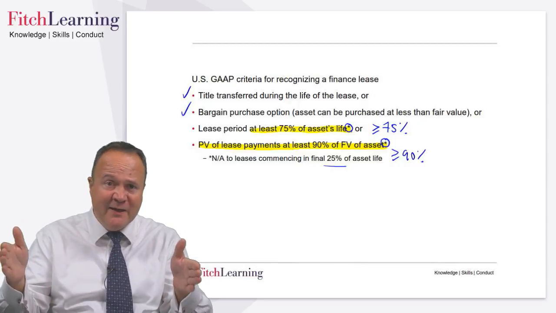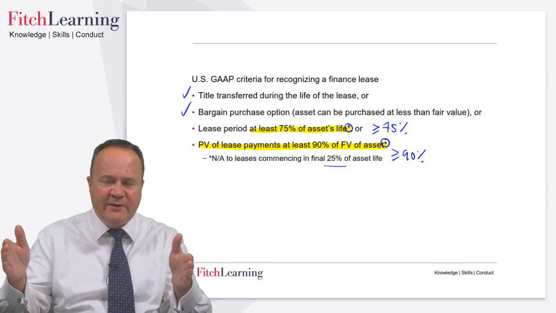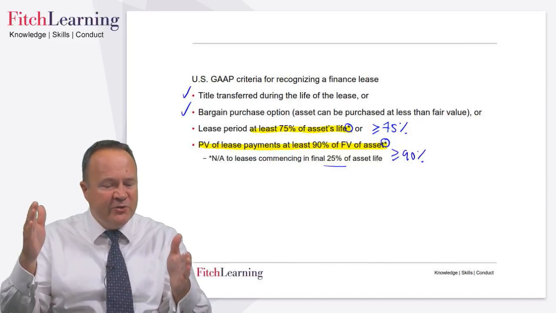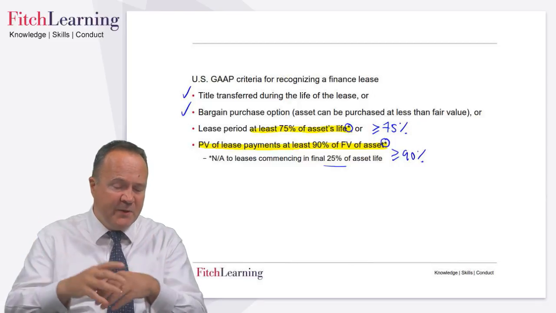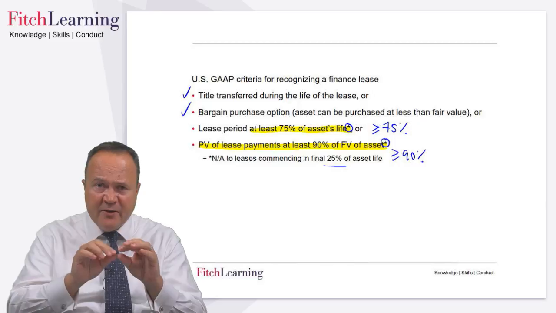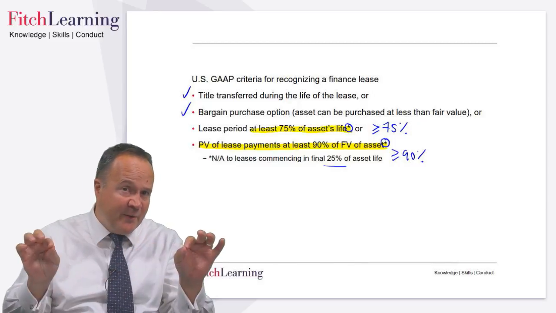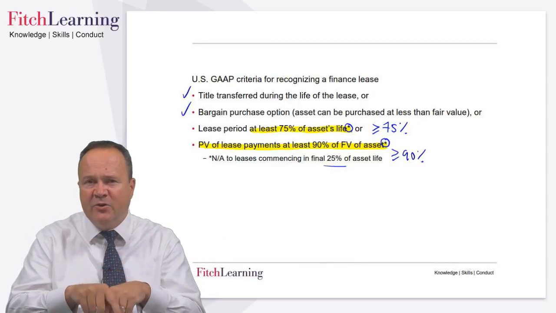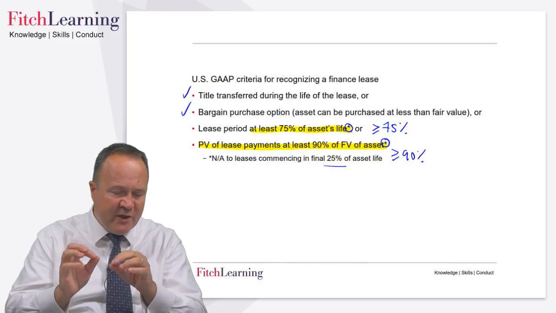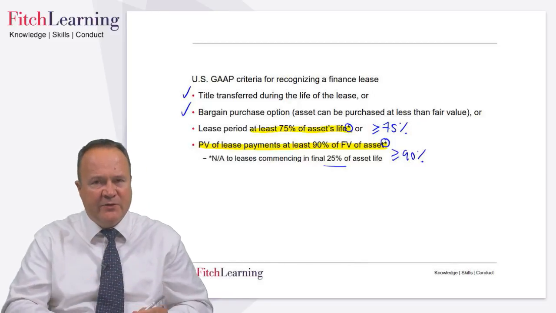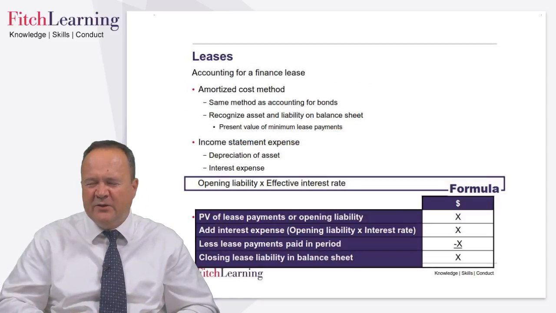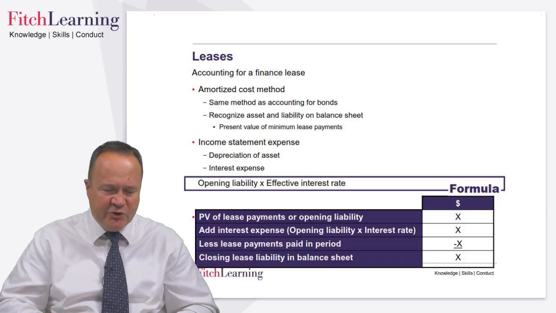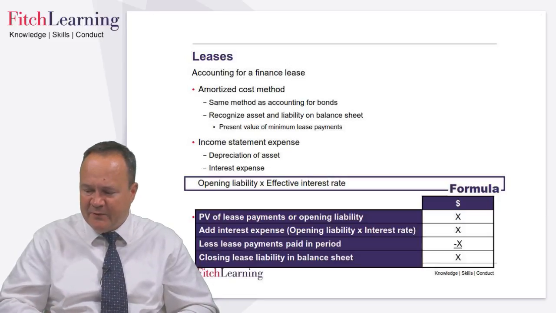So that's clearly 75% of the asset's life. But you started that lease in the final quarter of the asset's life, and hence that 75% rule becomes not valid. So just watch out for that little bit of detail. We have those last two here. Right, let's have a look at an example. Again, there's not too much for us to do here. We've seen some of it before.